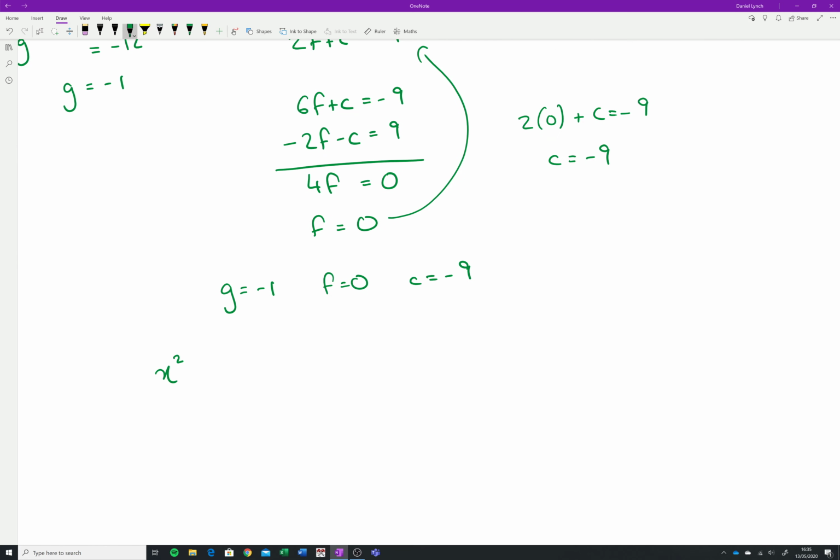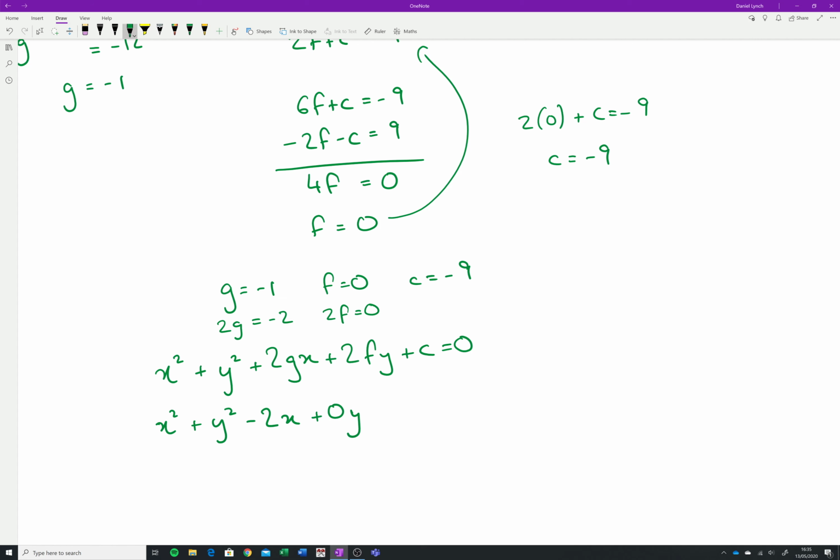And what we actually asked for was the equation, so x squared plus y squared plus 2gx plus 2fy plus c equals 0. That's going to be x squared plus y squared. Now 2gx. So g is that, so 2g is minus 2. F is that, so 2f is 0. So we can just sub those things in. So 2g is minus 2x's plus 2f, that's 0 y's, plus c. C is a minus number. There we go. So it should be x squared plus y squared minus 2x minus 9 equals 0.